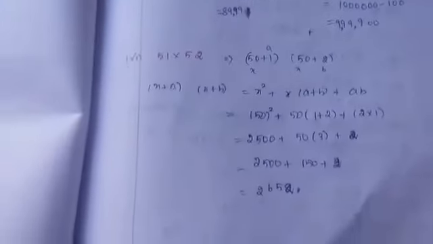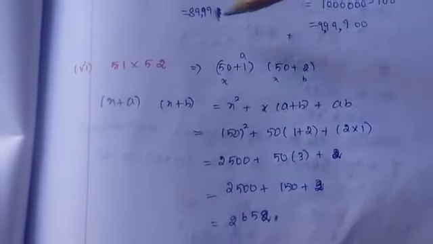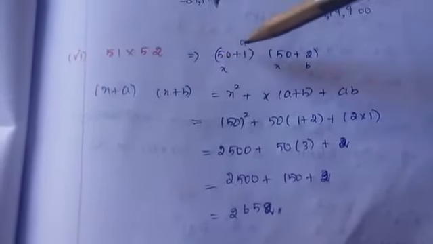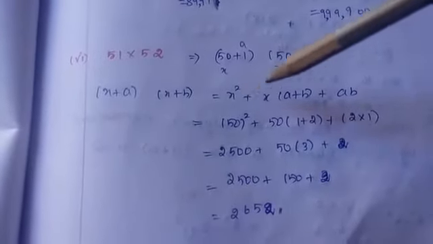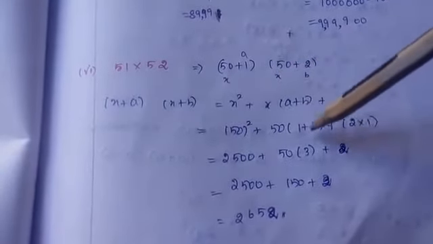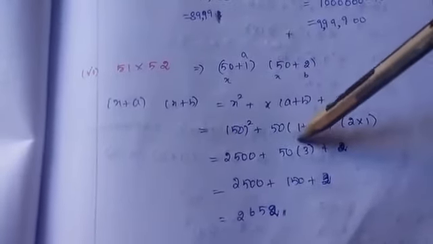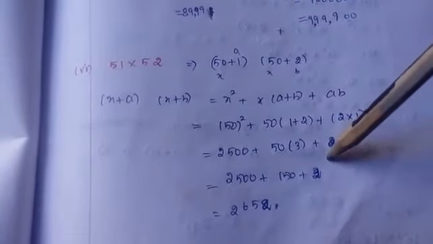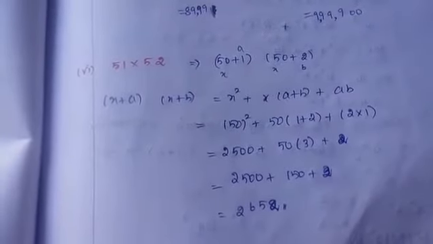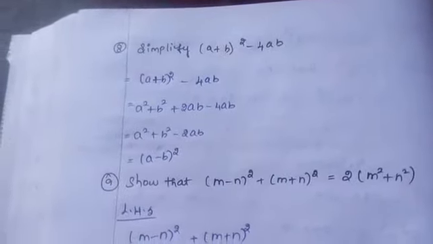This kind of method. Another one, 51 into 52. It can be written as (50 plus 1), (50 plus 2). Both are different values, so our first formula (x plus a) into (x plus b), x for 50, a for 1, b for 2. Formula is x squared plus x into (a plus b) plus ab. X value 50 squared, x value 50, a plus b 1 plus 2, ab 1 into 2. So 50 squared 2500, 1 plus 2 3, here 2 into 1 2, 2500, 50 into 3 150, here 2. Final answer 2652. That's all.